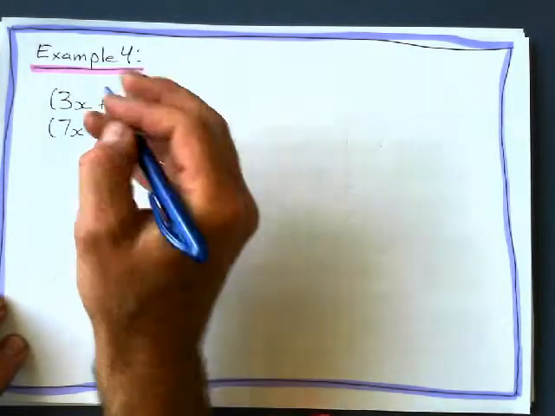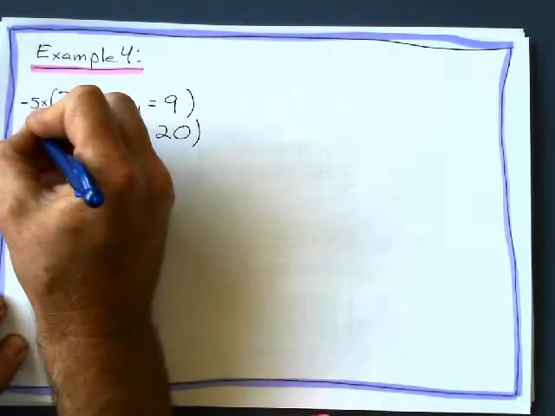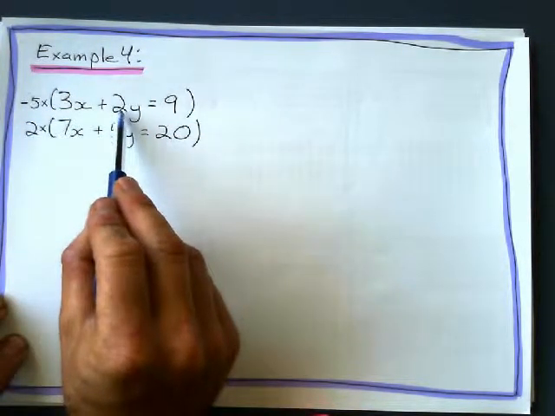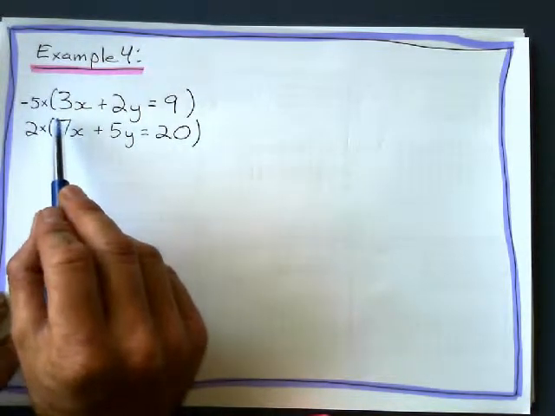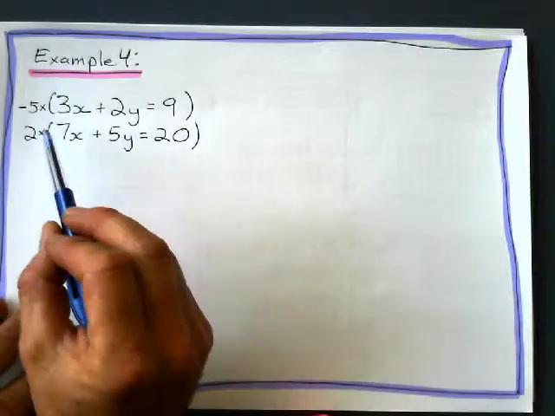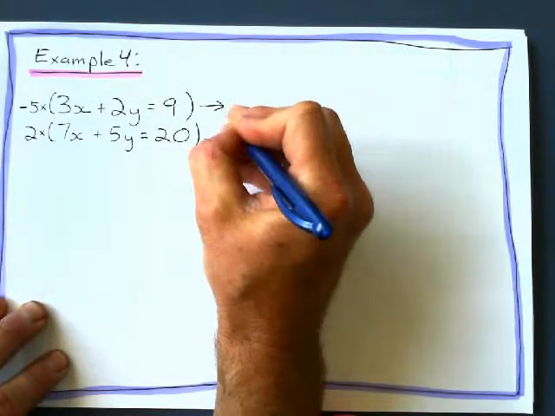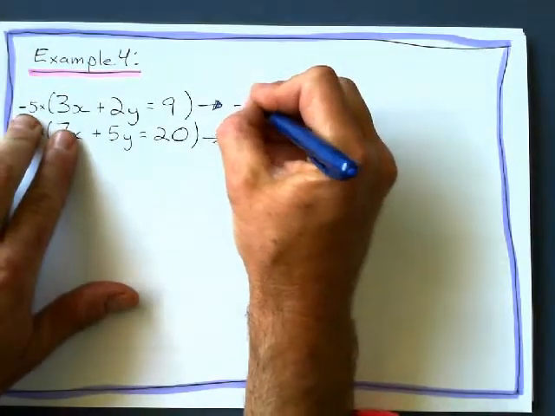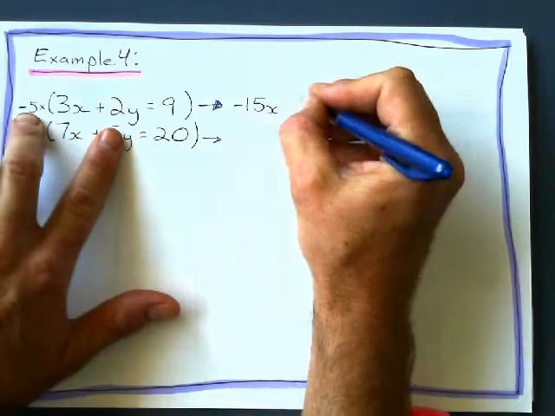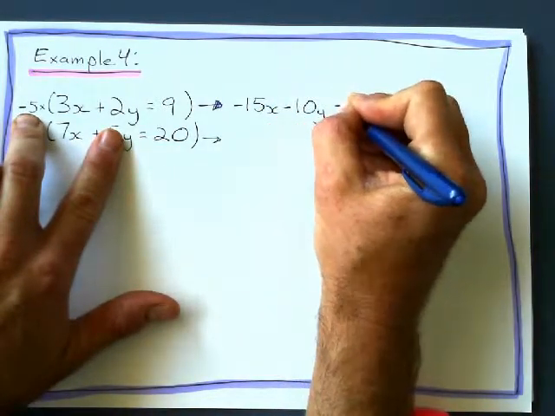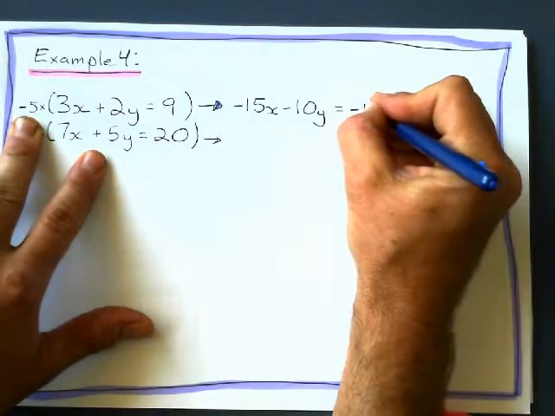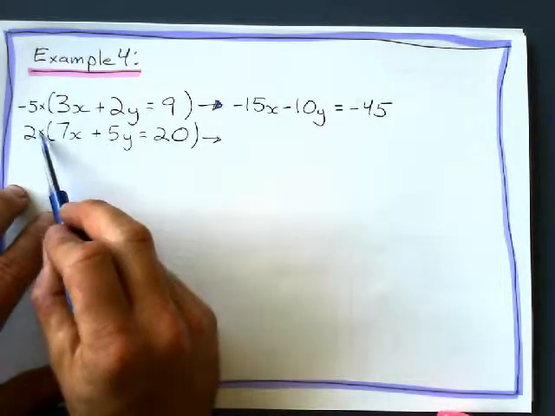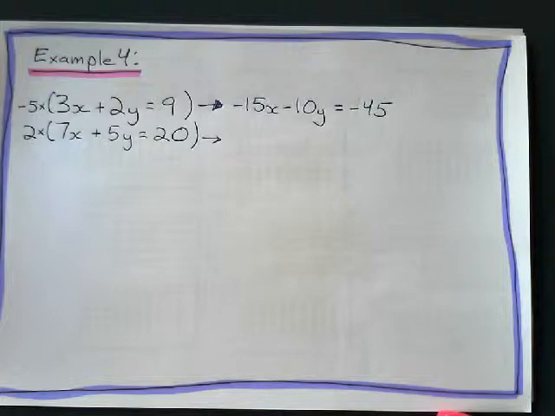So if I want -10 and +10, I can multiply this by -5 and this by 2. Because that will give me there -10, and that will give me there +10. And you could have chosen x. It doesn't matter which one you choose to eliminate. So now we rewrite both of these, multiplying that -5 all the way through. And I get -15x minus 10y equals, don't forget to multiply it there, -45. And I do the same for here, multiply that 2 all the way through.